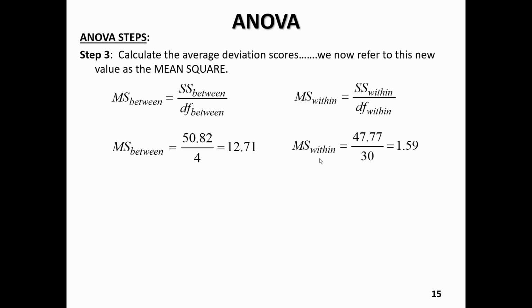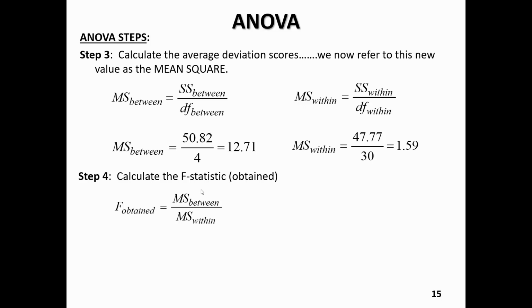For the mean square within term, I substitute the sum of squares within that was calculated on the previous slide, divided by 30, which is the degrees of freedom within, and I get 1.59. Now that I have these two variance scores, or mean square scores, I'm ready to calculate my final F statistic. This is the F obtained. These numbers were generated from our actual observations of our research participants, the data we collected, and that gives us our F obtained, which is the mean square between divided by the mean square within. So 12.71 divided by 1.59 gives me 7.99. Now what do I do with this score?